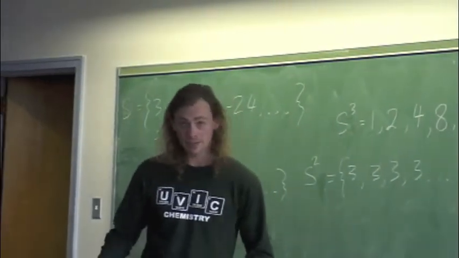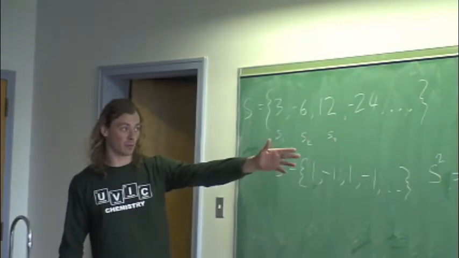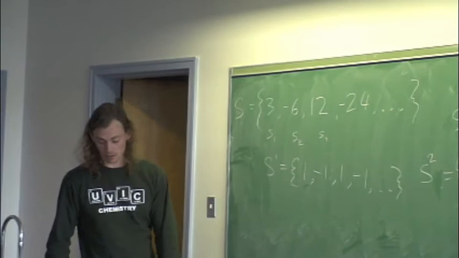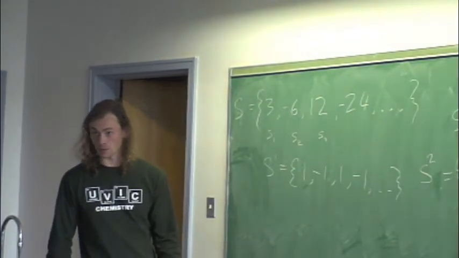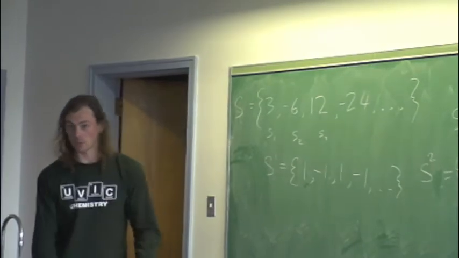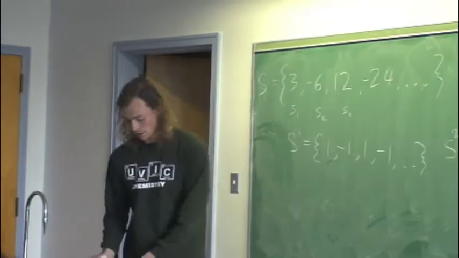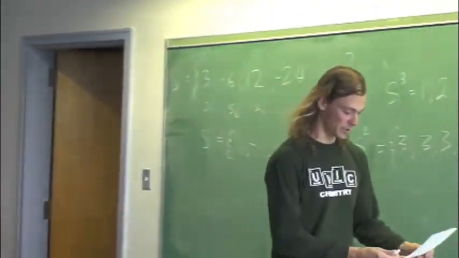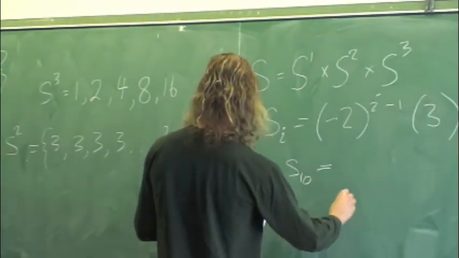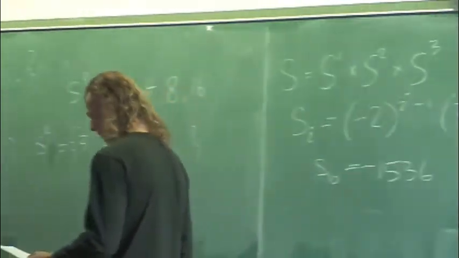We're asked to find the 10th term, so it's good that we found this explicit formula, so that we can just plug in I equals 10. If we just had the first recursive rule that I came up with, we would have to calculate all the terms up to the 9th one to be able to calculate the 10th. So here we can just plug in I equals 10 and put this in your calculator, and you get minus 1,536.